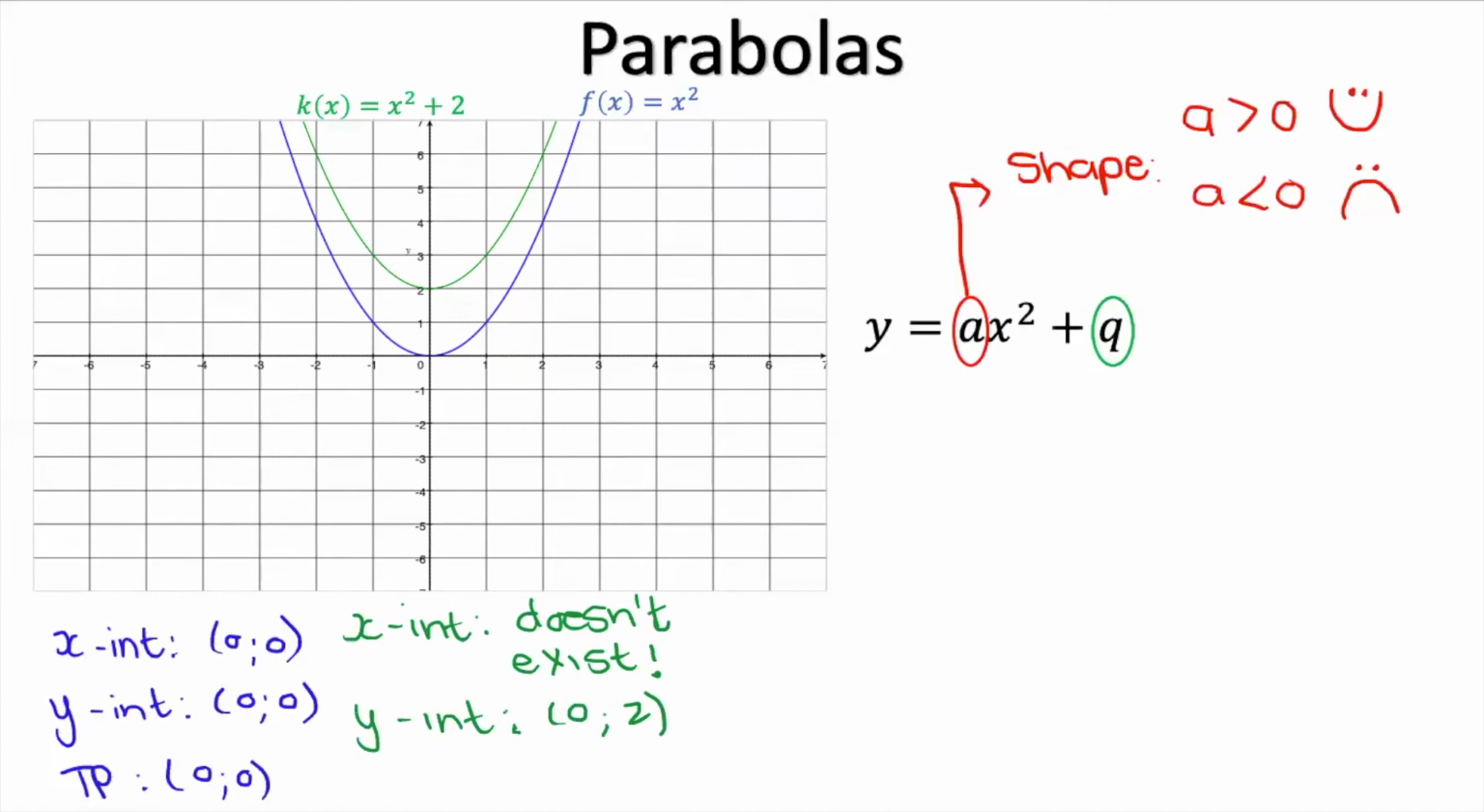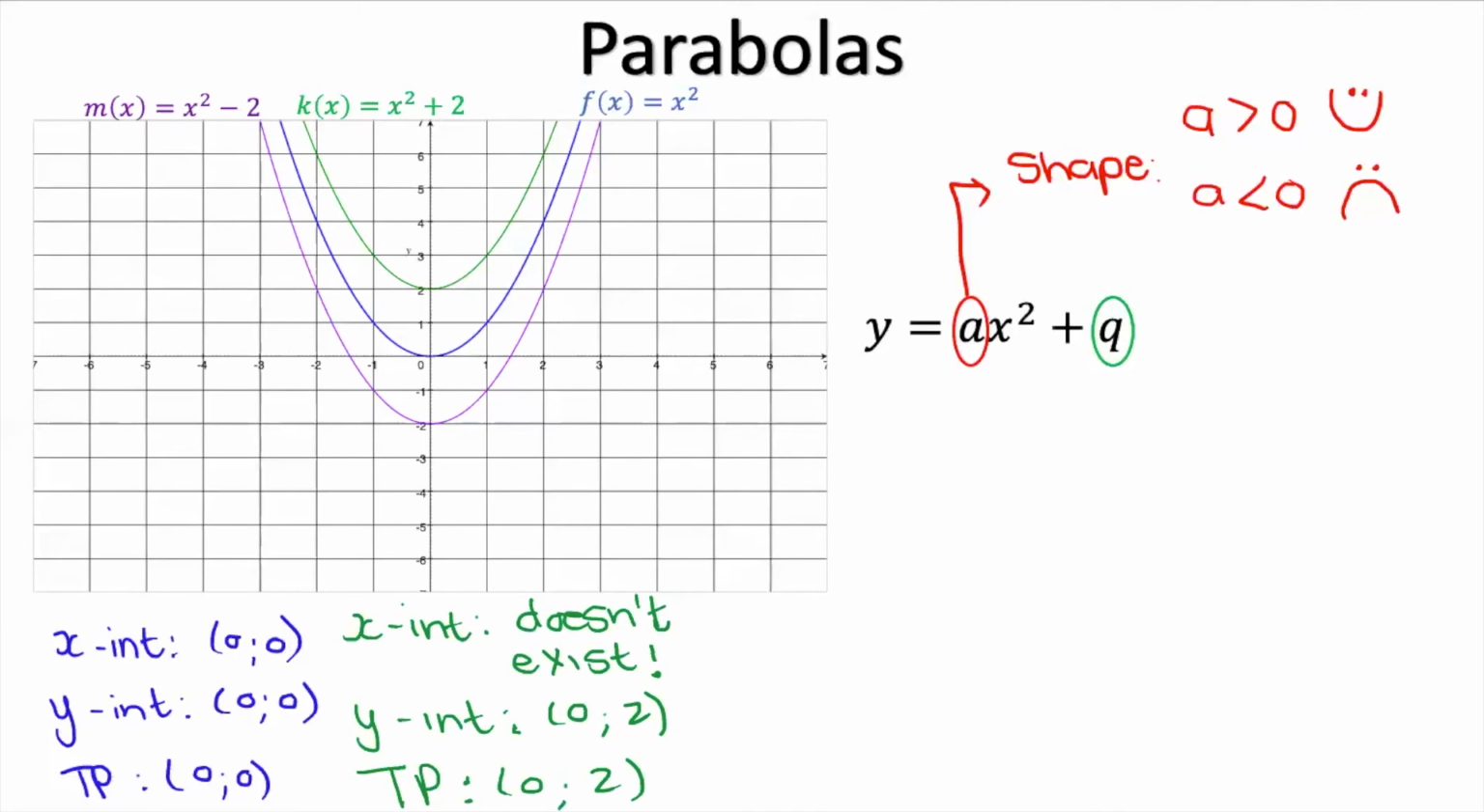Also, we can now see that the y-intercept, instead of being 0, 0, is at 0, positive 2, and so is the turning point. It's pretty interesting. Let's have a look at one more. Let's look at x squared minus 2. Now, if we look at this, we see that this is just the original graph shifted down 2 places. Notice that it isn't widening or narrowing, it's just shifting up or down.